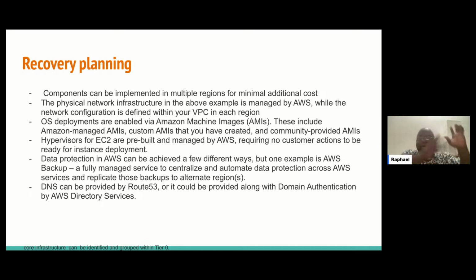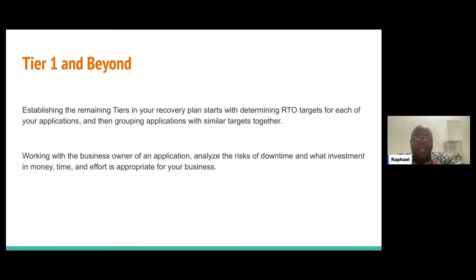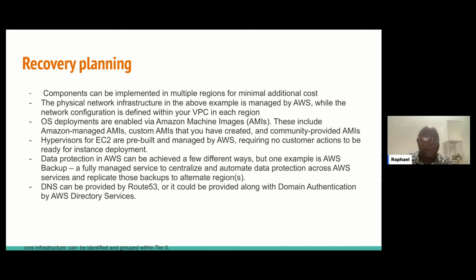Now let's look at if you were in the cloud. It's a little bit different, because you have the power of AWS doing everything for you. You can save your components in multiple regions. You can use OS deployments with Amazon Machine Image. You can back up your data in different ways, and all that. So it's a little bit different in the cloud, and that's why we're having this conversation.